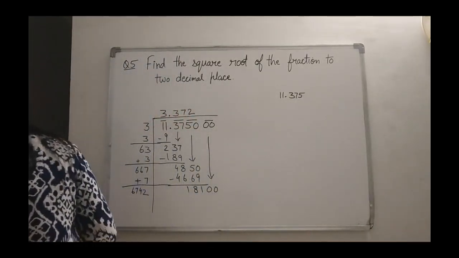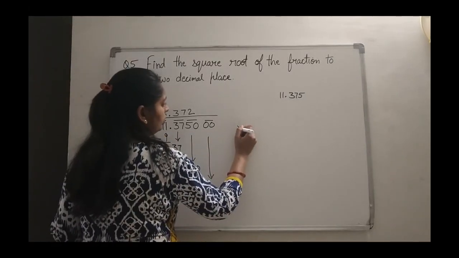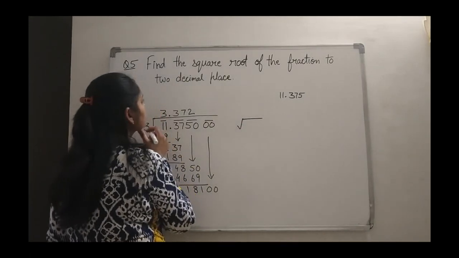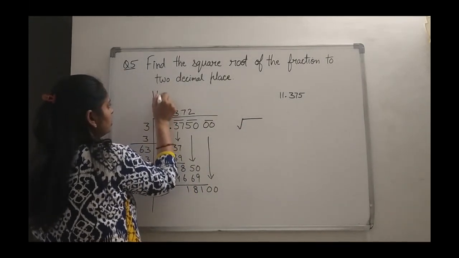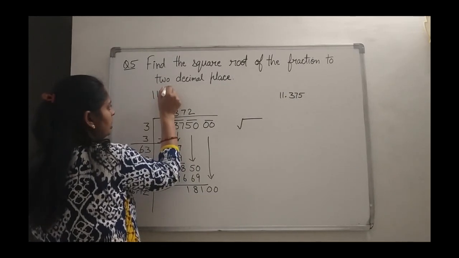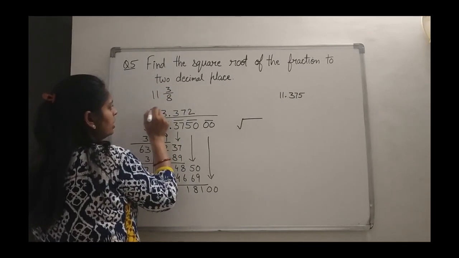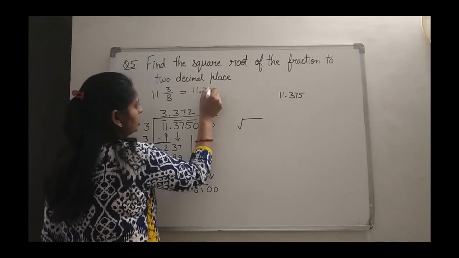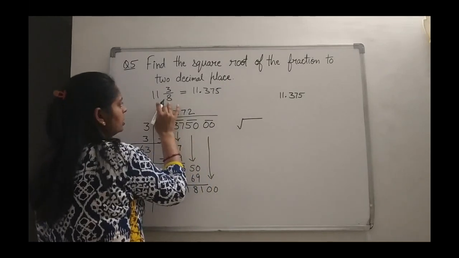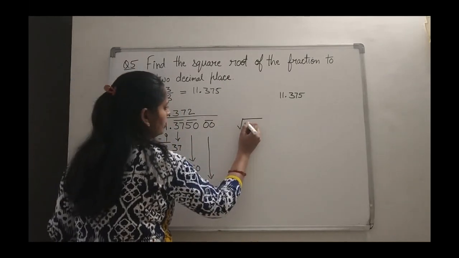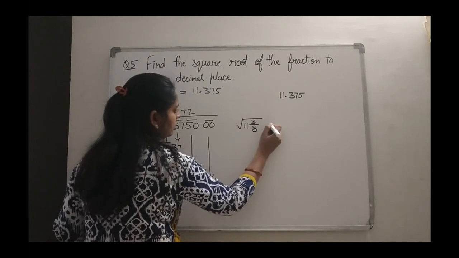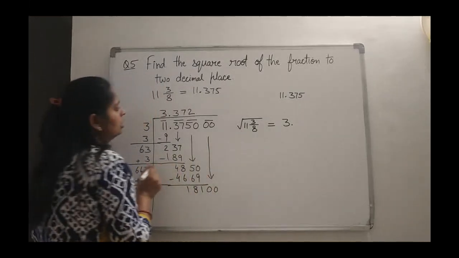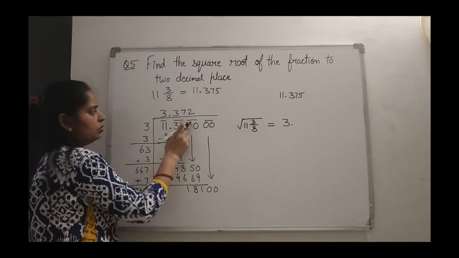Now what value are we getting? The square root of 11.375. What was the question we had? 11 3 by 8. This was the question, and for 11 3 by 8 we found the value in decimal as 11.375. So we have found the square root of this only. So 11 3 by 8, the square root of this is equal to 3.372, and it is not going to end.